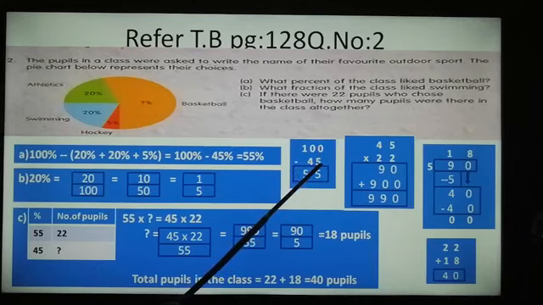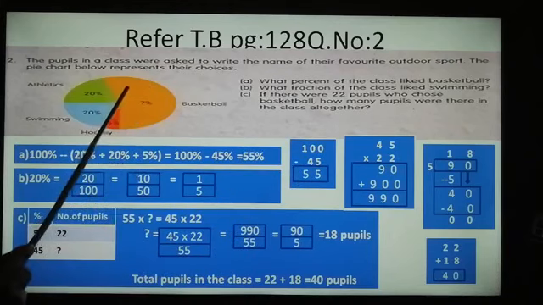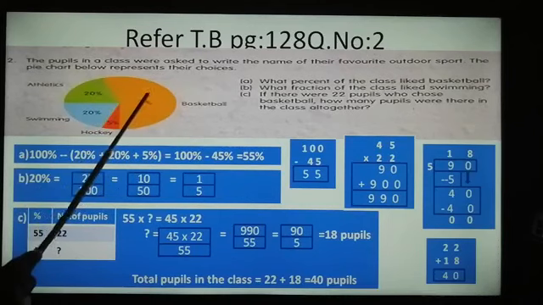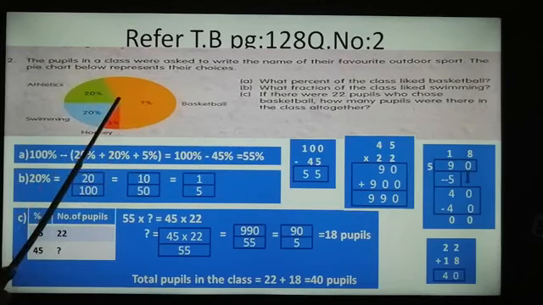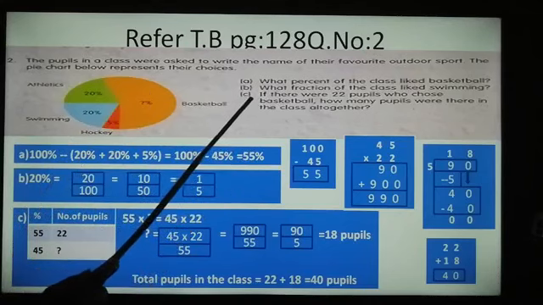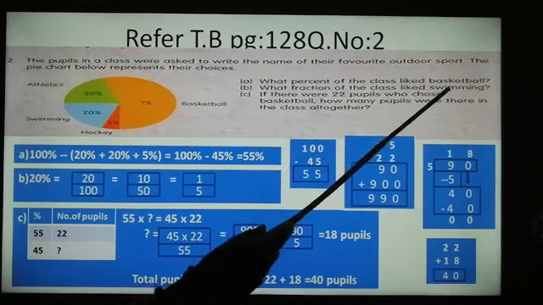0 minus 5 is not possible. Borrow from here. So it will become 10. 10 minus 5 is equal to 5. From 9 minus 4 is equal to 5. So 55% of the class like basketball. Okay. So we found the percentage. So now we got all the slices' numerical data. So question number 1 answer is 55%. Now the second question, what fraction of the class like swimming?